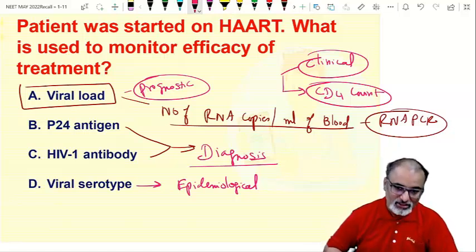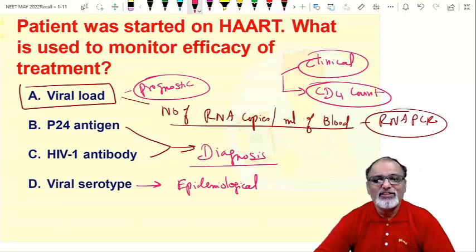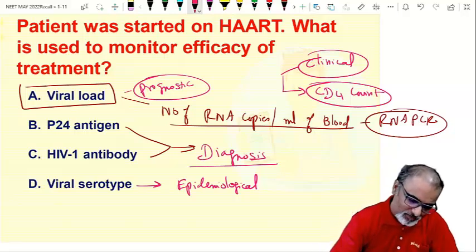Now we start the treatment irrespective of CD4 count. We can start the treatment. Next question.